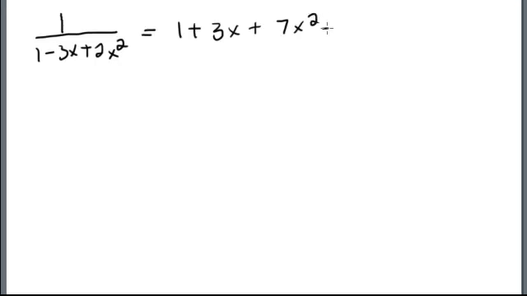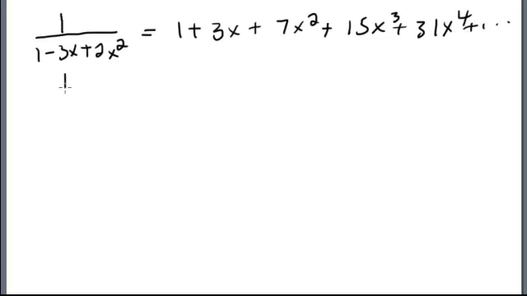Last time we proved that the multiplicative inverse of 1 minus 3x plus 2x squared is equal to 1 plus 3x plus 7x squared plus 15x cubed plus, we don't have to go that far, 31x to the fourth plus dot dot dot.